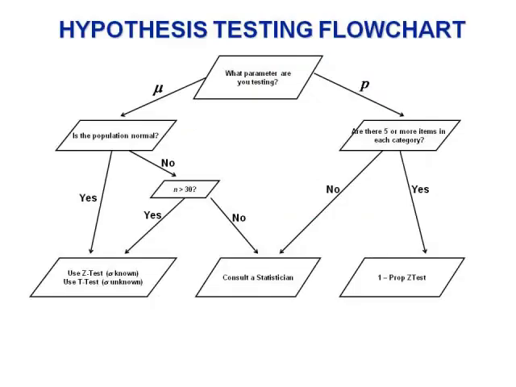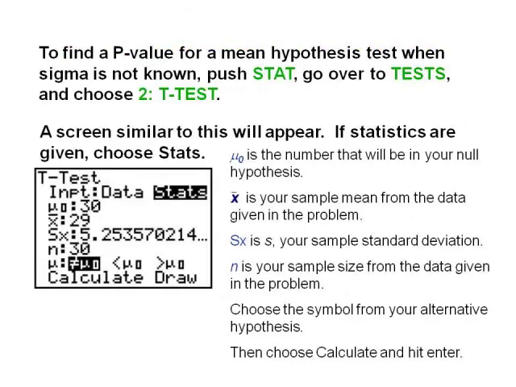In the flowchart, we'll pretty much be doing the same directions as we did in the last section, just when we get to the bottom we'll choose T instead of Z. The calculator screen looks just a little bit different. You'll go Stat, Test, it'll be the second choice, T-Test. You'll still have the mu0 for the claim.